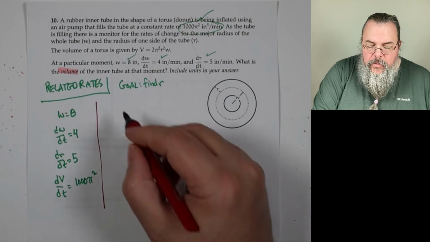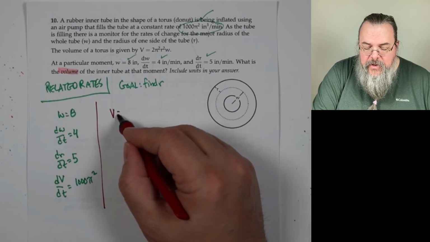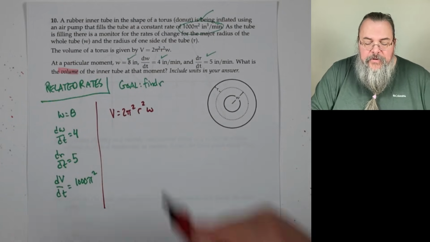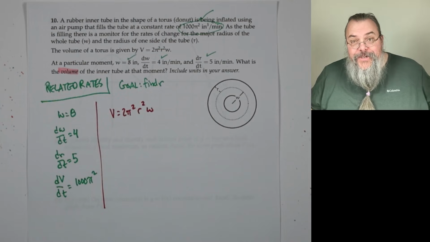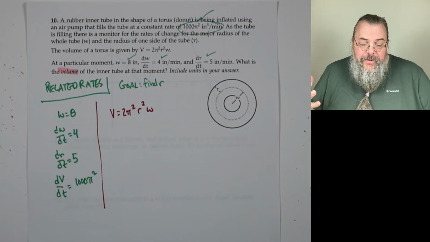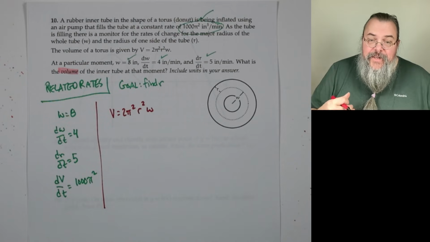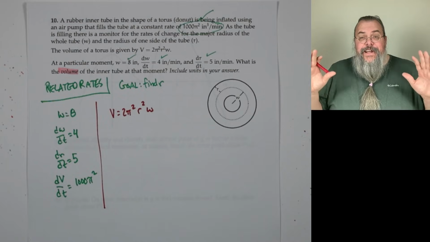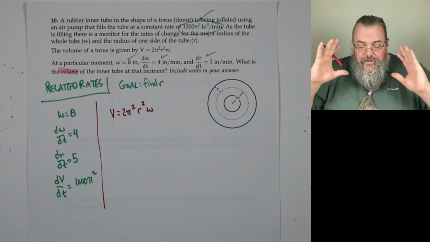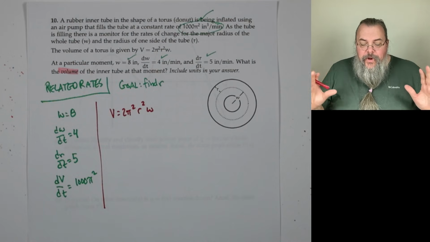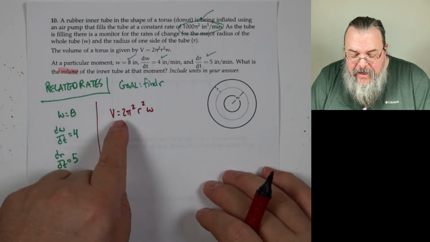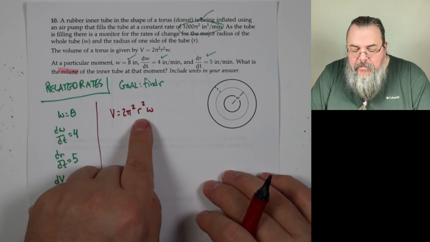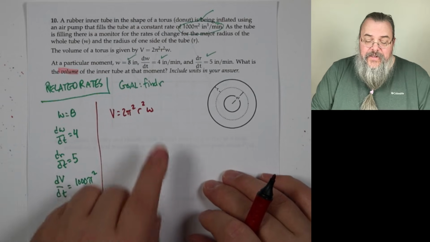And we have our relationship, V equals 2 pi squared r squared w. So related rates, there should be a relationship. Sometimes we have to find it, and sometimes they give it to us. Never look a gift horse in the mouth. Now, with this, what are we going to do? Well, the idea is to think of everything as depending on time. So volume depends on time, r depends on time, and w depends on time.